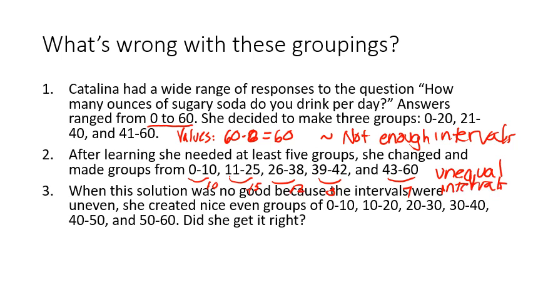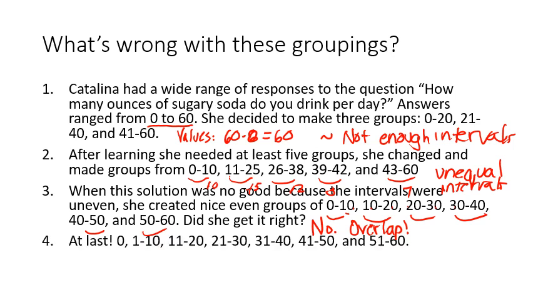So she tried again. And this time she created groups of 0 to 10, 10 to 20, 20 to 30, 30 to 40, 40 to 50, and 50 to 60. Did she get it right this time? If you said no, you are correct again, because here we have overlap. Notice the 10 is in both categories. The 20 is in both. The 30, the 40, and the 50 are all in 2 categories.